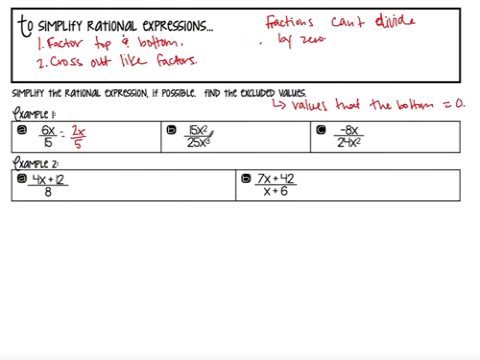On example 1b though, I am going to have to worry about some excluded values because I have this variable here in the bottom. So first let's just simplify, and then we'll worry about what our excluded value would be. So I've got 15x squared over 25x cubed. I notice that I've got x's on the top and on the bottom, and I notice that my coefficients are 15 and 25, which are both divisible by 5. So 15 divided by 5 would give me 3, so I'd have 3x squared on the top, and then on the bottom, 25x cubed, I can divide 25 by 5, and that would give me 5. So I'd have 3x squared over 5x cubed.